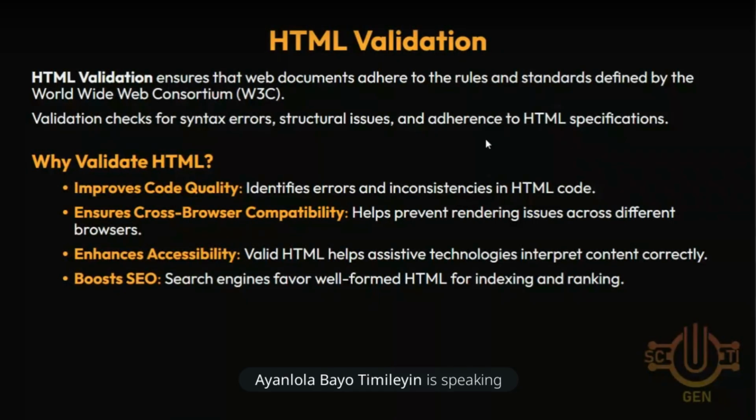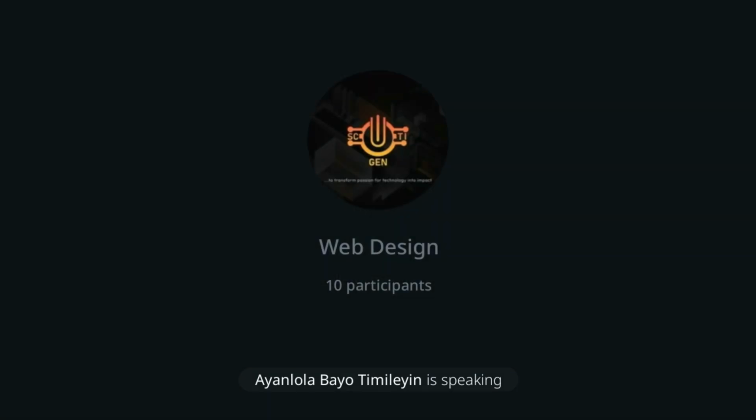So it ensures that web documents adhere to the rules and standards defined by the World Wide Web Consortium, that's the W3C. So validation checks for syntax errors, structural issues, okay, and it checks the HTML specifications as well. So for instance, if you open a tag and you did not close that tag, and that tag is expected to come with a closing tag, right? If you validate your HTML document, it's going to catch that error. So remember, syntax errors and structural issues that you have in your HTML, as well as the HTML specifications.